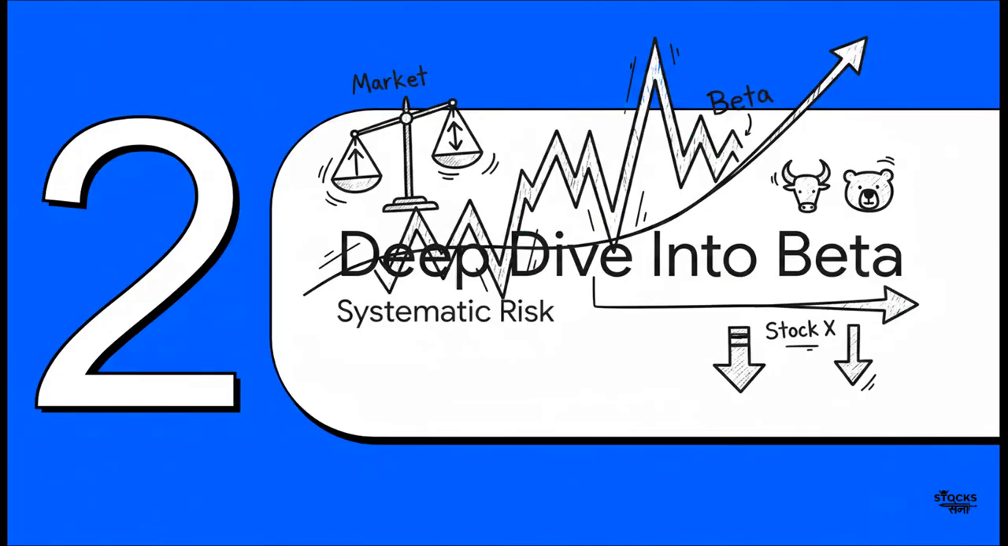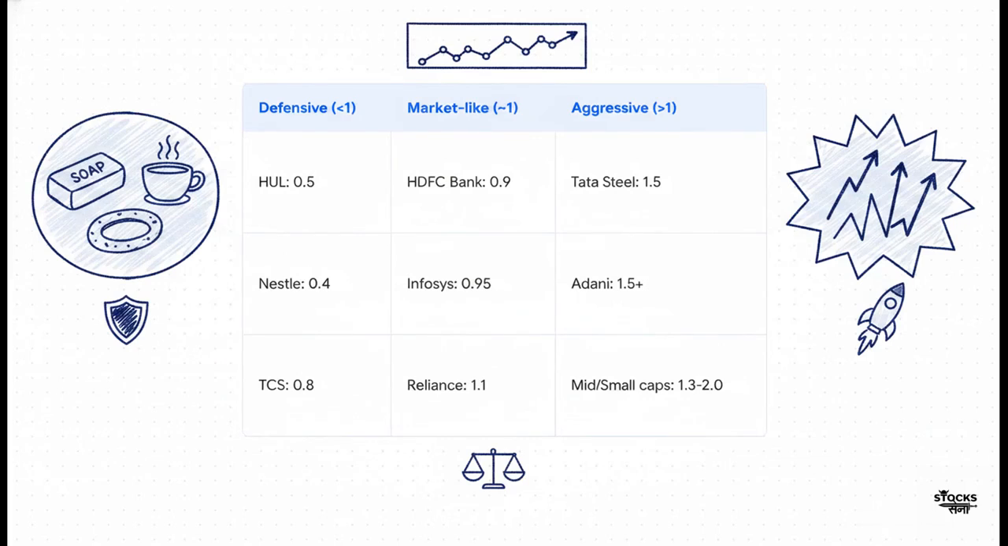Moving right along to Section 2, deep dive into beta. So the market as a whole has a beta of exactly 1.0. If a stock has a beta of less than 1, it's considered defensive. Take FMCG giants, companies like HUL at 0.5 or Nestle at 0.4. Think about it. People buy soap and coffee no matter what the economy is doing, right? So they naturally carry lower systemic risk. Then you have your market-like stocks, like HDFC Bank or Infosys, sitting around 0.9 to 1. They pretty much just move with the index.